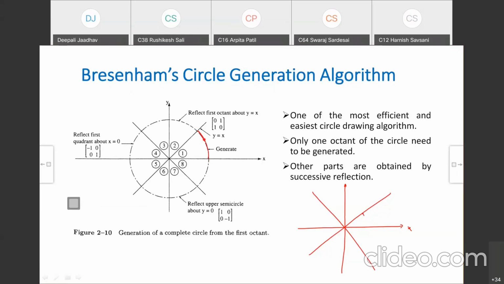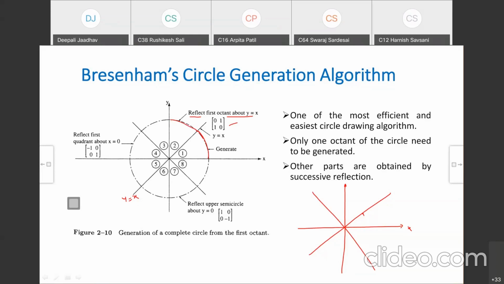Then we use the reflection through the line y equal to x. For y equal to x reflection, the simple matrix is 0, 1, 1, 0. So we reflect it, and it is generated after this. So a quarter circle is generated. Now the first quadrant is completed here.